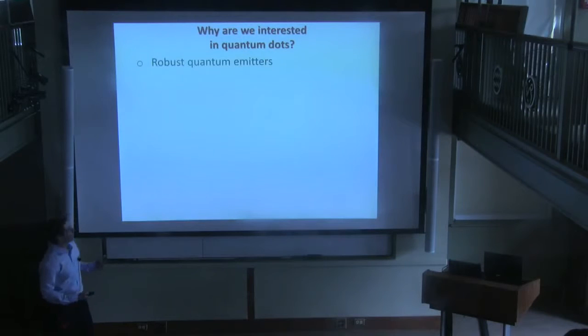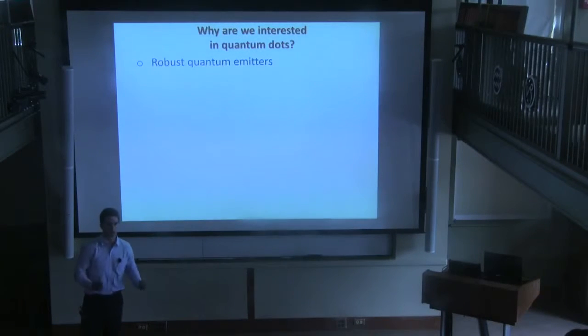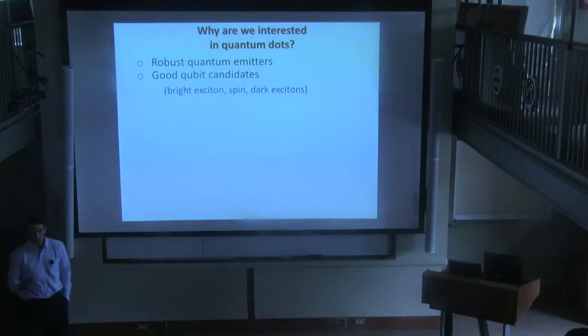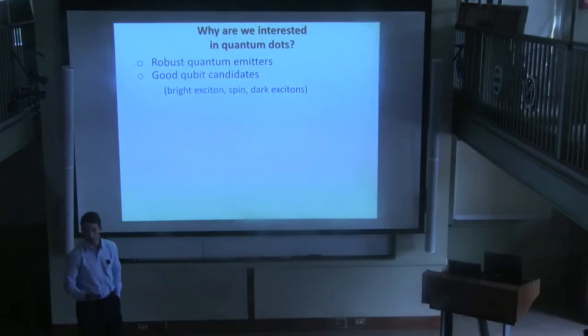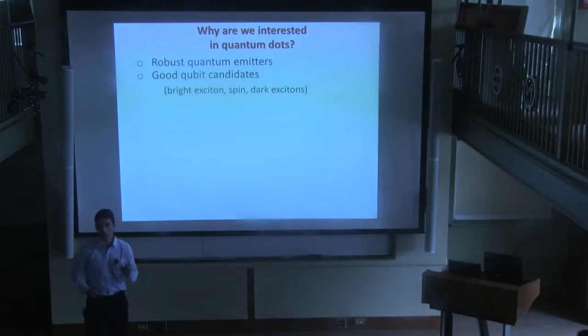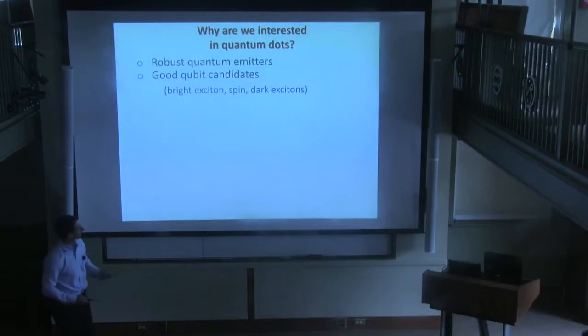So why are we interested in quantum dots? Well, first of all, they're robust quantum emitters. We have worked with the same quantum dot for over 2 years sometimes, so they really can make good, stable, long devices. There are a lot of ways to store quantum coherence, quantum information in them: bright excitons, spin, dark excitons. I'll speak about some of these in my talk.